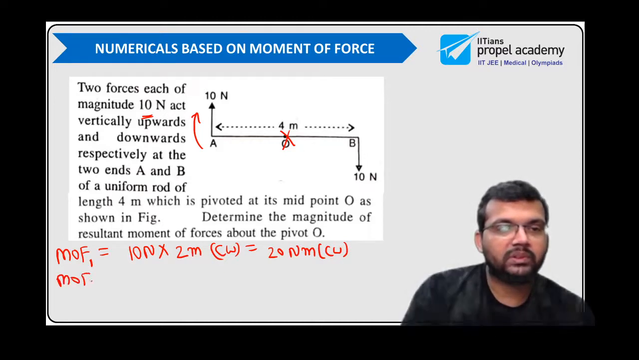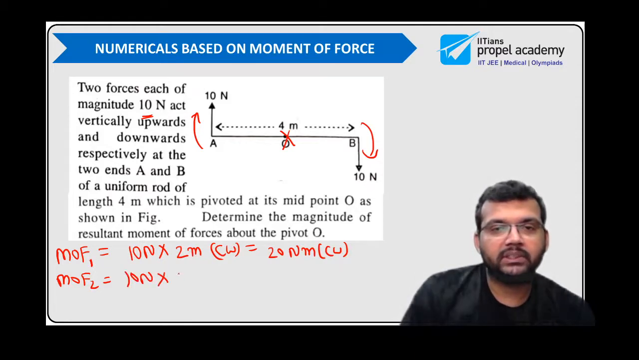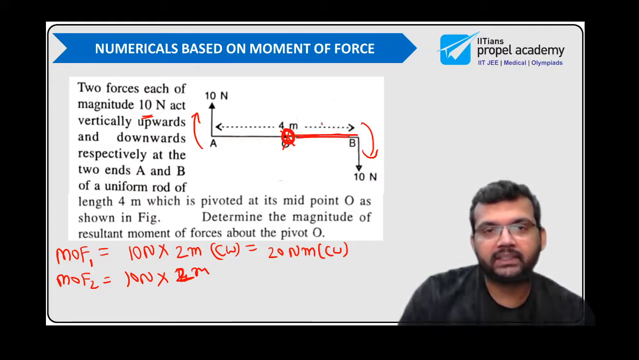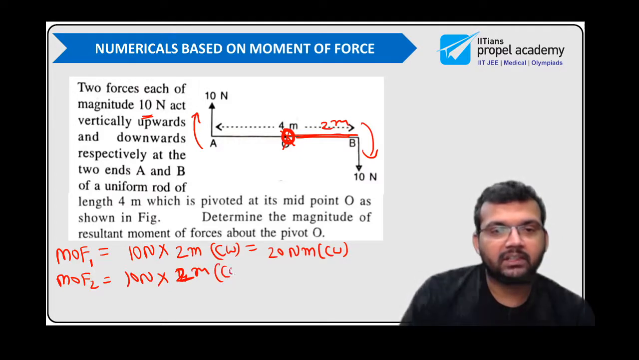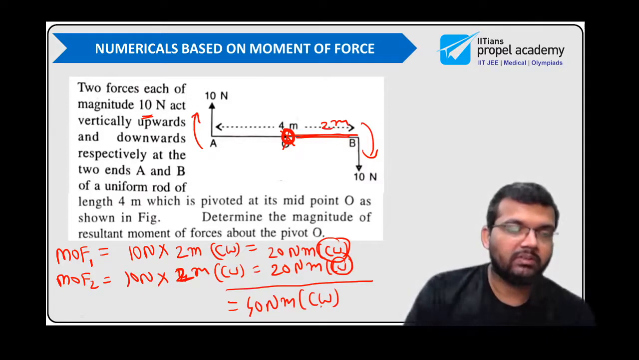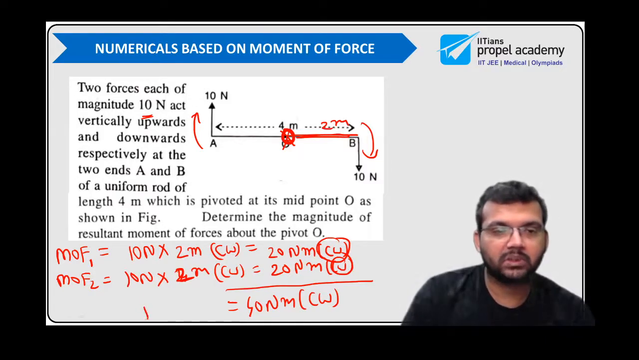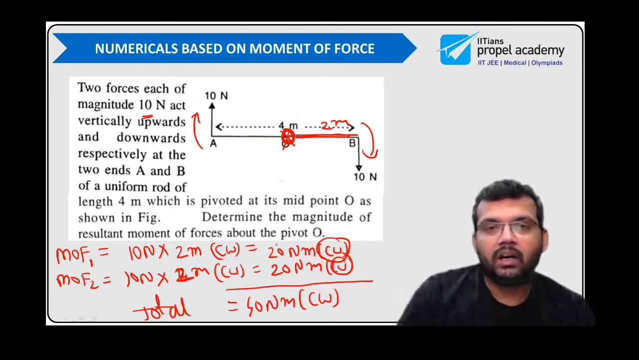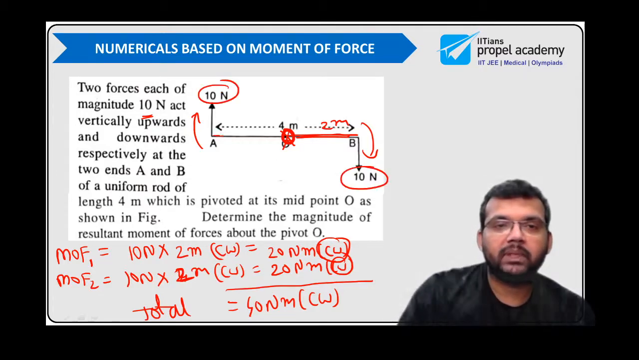And moment of force 2 equals 10 Newton into 2 meters, because from the pivot point we have to take the perpendicular distance, that's 2 meters. So again, this is also clockwise, altogether 20 Newton meter clockwise. As both are in the same direction, clockwise, you can add them straight away. That's 40 Newton meter clockwise. That's the total. This is the concept of couple. Couple means two forces acting perpendicular.